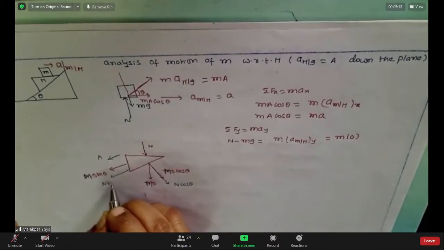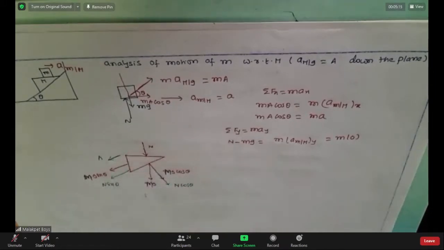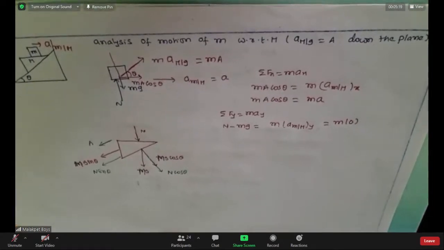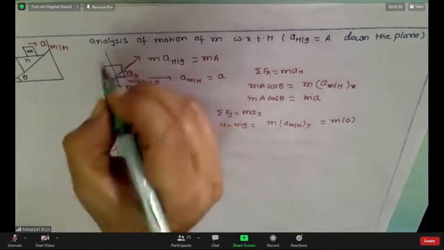Do you agree with this? Just like how we resolved mg, you will resolve normal reaction also. Is it clear till here? Yes, sir. So in the free body diagram of small m, won't there be ma sin theta? So then sigma fy equal to may. It is there.